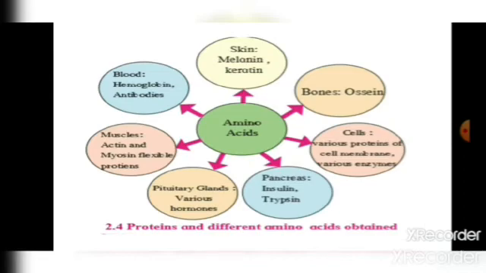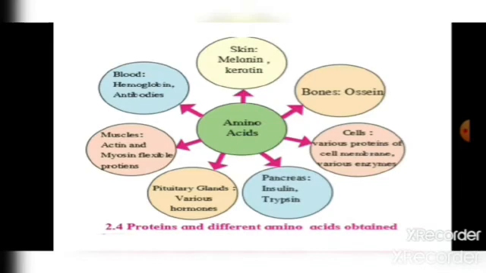Melanin and keratin are located in the skin. Ossein is located in the bones. Proteins of the cell membrane and different enzymes are located in the cells. Insulin and trypsin are located in the pancreas. Different hormones are located in the pituitary gland. Flexible proteins, actin and myosin, are located in the muscles, and hemoglobin and antibodies are located in the blood. Proteins of animal origin are considered to be first class proteins.